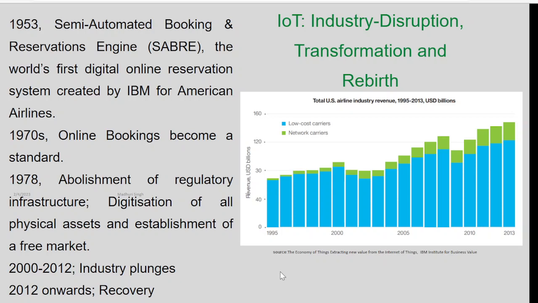So now in this case study, we have seen that since the advent of the semi-automated booking and reservations engine, this was the digital revolution for this industry. This is the digital disruption we are talking about, data-driven disruption or technology disruption. So the disruption has happened, and the industry has transformed. In the 1970s, online bookings became standard, and in 1978, the regulatory infrastructure was abolished, and all the physical assets were digitized and exchanged on online platforms only, and the free market was established, right? So this is the transformation phase of the industry, and we will say the rebirth is that after 2012, the airline industry has been reborn and is in its recovery phase.